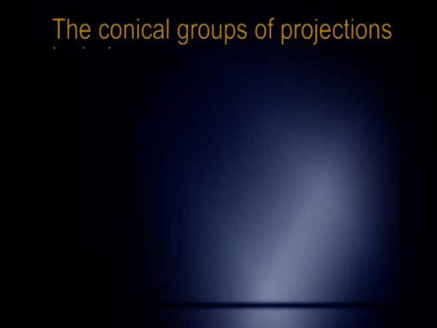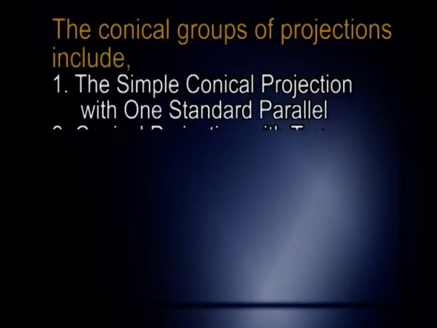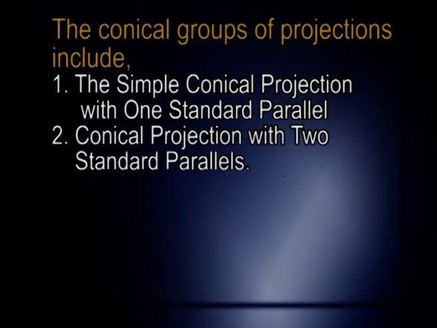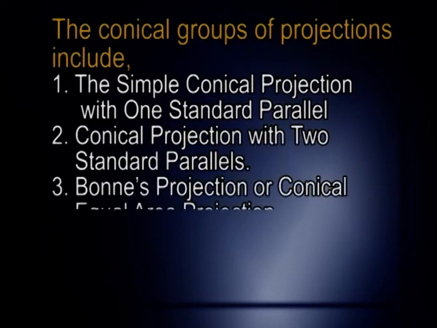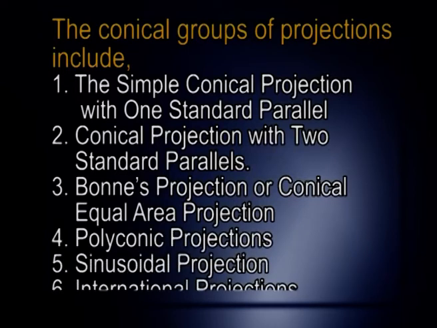The conical group of projections includes the simple conical projection with one standard parallel, conical projection with two standard parallels, Bonne's projection or conical equal area projection, polygonic projection, sinusoidal projection, and international projection. Simple conical projection, or conical projection with one standard parallel.